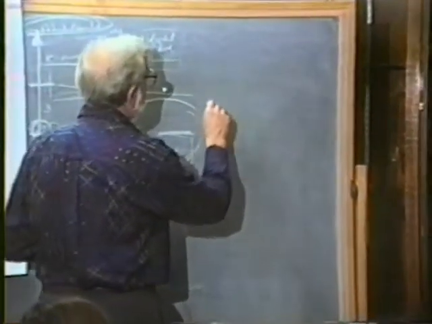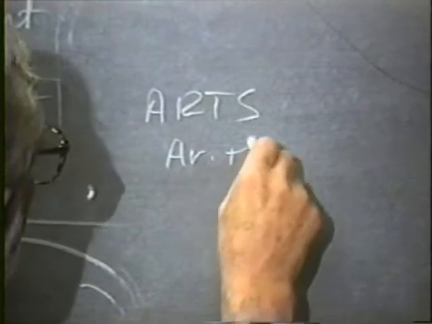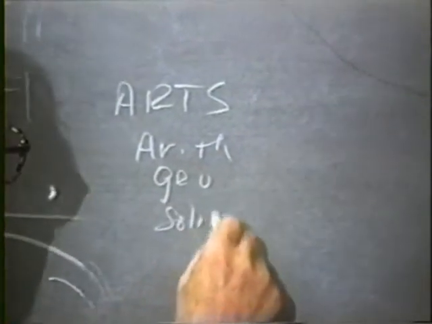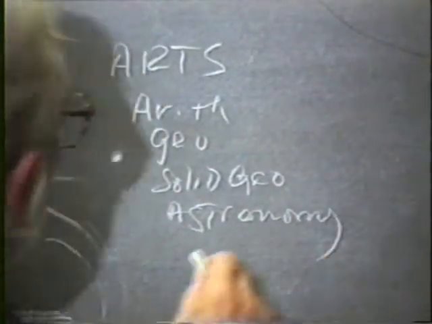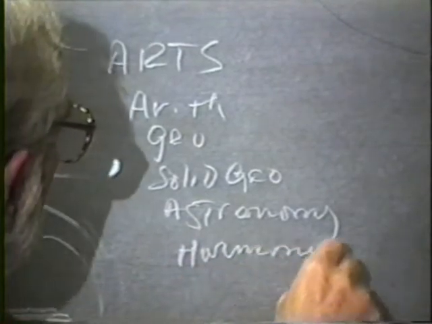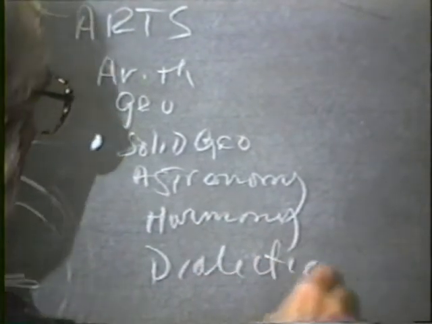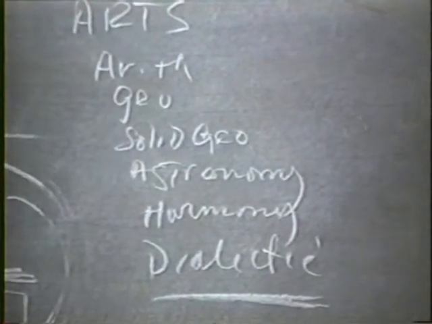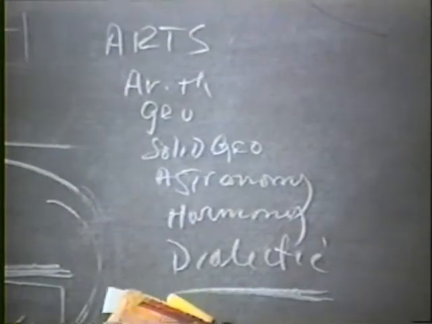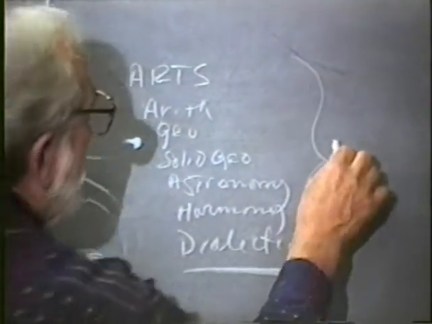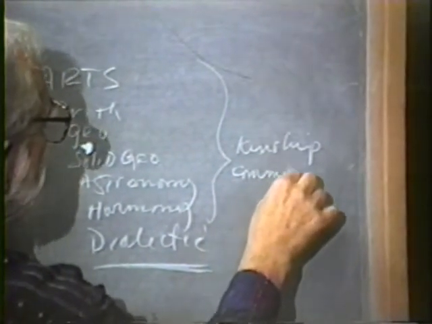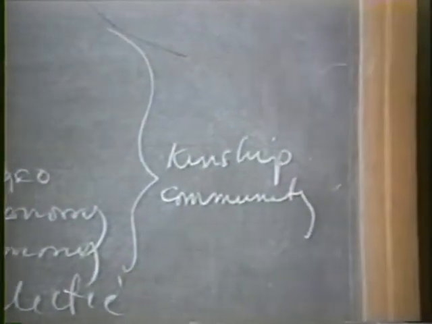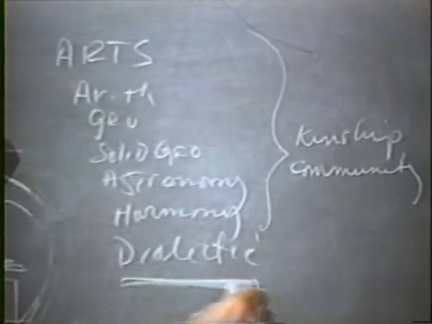in the last lecture, we were talking about the arts in the Republic. And of course, as you know, they were arithmetic, geometry, solid geometry, astronomy, harmony, and the dialectic. Now, when he talks about this highest art, because all of these have to come together and their kinship must be discovered. You must discover their kinship and community, why they are all together and why they should be studied together in a kinship. When that's done, you can then enter into the dialectic.